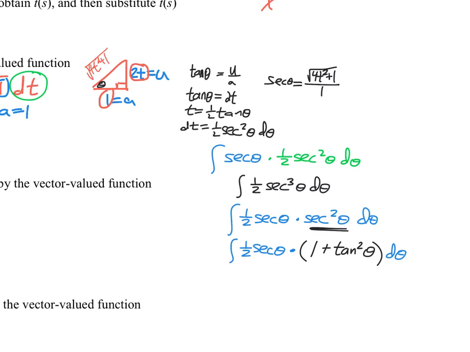All right, so now if I distribute into this, and it doesn't seem like we're getting anywhere in a hurry, but if I distribute into this, I'm going to create a secant theta, which is going to actually anti-differentiate itself by rule. All right, so 1/2 secant theta plus 1/2 secant theta tangent squared theta, all d theta.